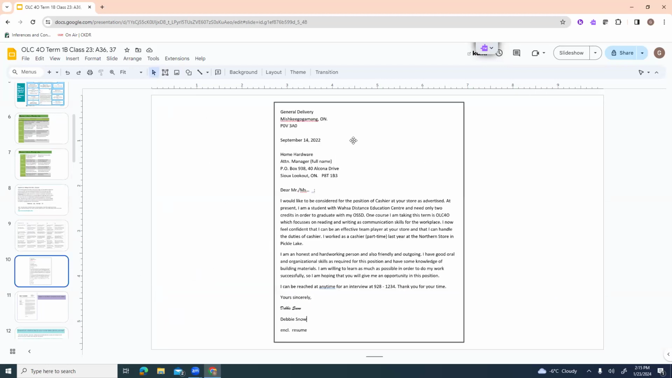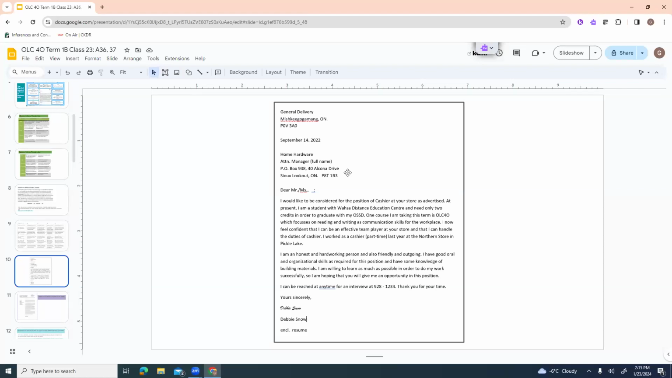So I'm just going to jump really quickly here. Here is an example. This is a full block format. Here they've put their address. I would also have put, like, see how it's Debbie Snow down here? I would have put Debbie Snow up here as well so that they see my name right away, not just at the end. And then they put the date here.